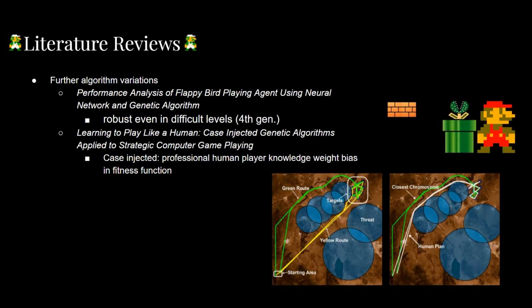And in the paper, Learning to Play Like a Human, Miles and others noticed the genetic algorithm equated the shortest path as the most optimal path, while human players noticed that if they go around the danger zone in the game, they're able to find the most rewards. So they added a weight bias to the fitness function, which caused the genetic algorithm to mimic the strategy of a human.